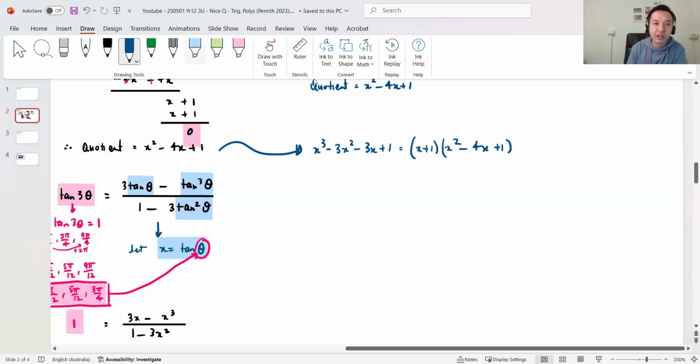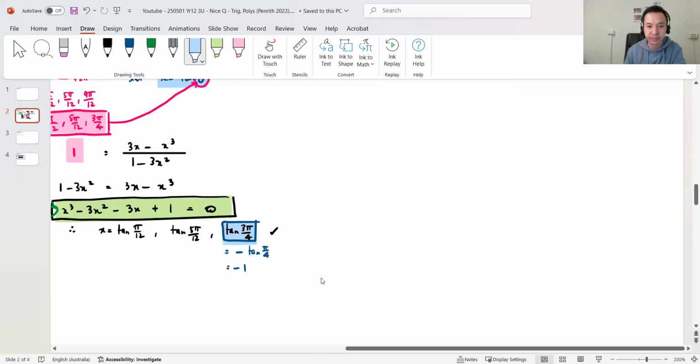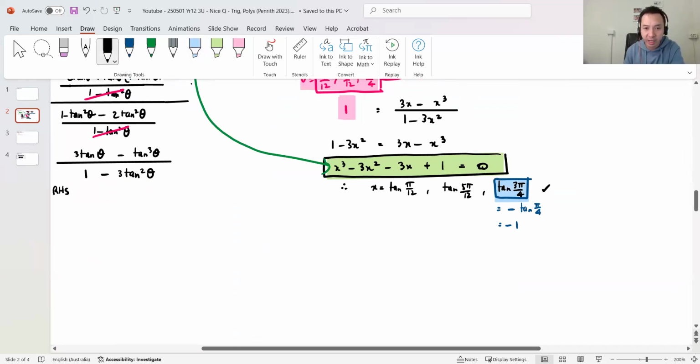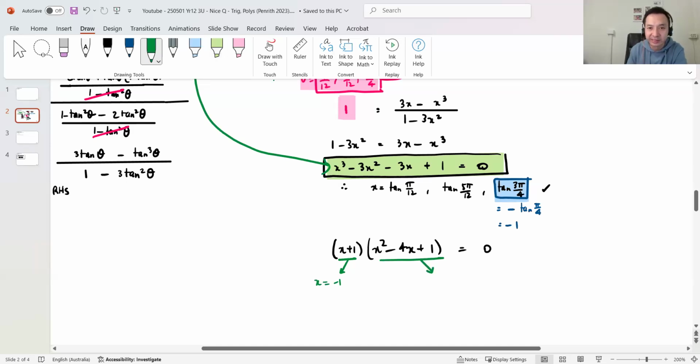So I'm going to use this factorized form to replace the green, and you'll see something quite cool. You replace that now with (x plus 1)(x squared minus 4x plus 1) equals 0. Why is that important? Because from this I get two sets of solutions. This one here, x equals -1. The solutions for the quadratic are the same solutions as these two.